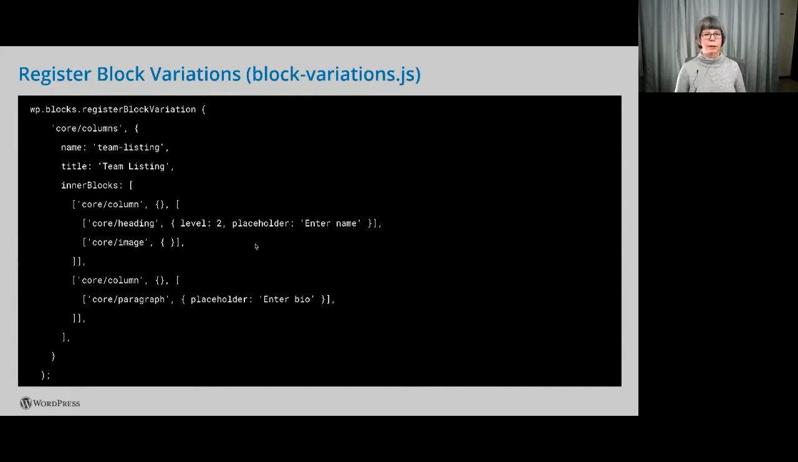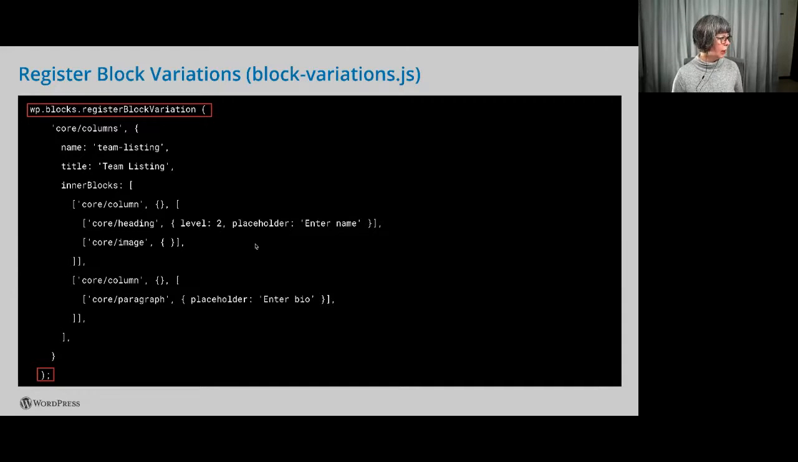So that was the PHP portion. That would go into a plugin or potentially your theme's functions.php file, depending on where you want it to be available. But here is the JavaScript that actually registers the block variation.